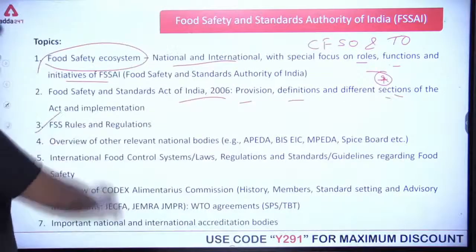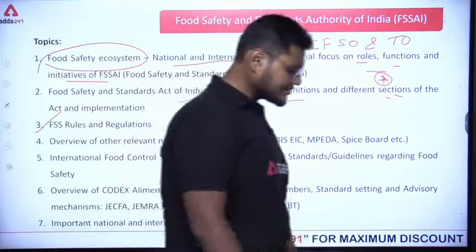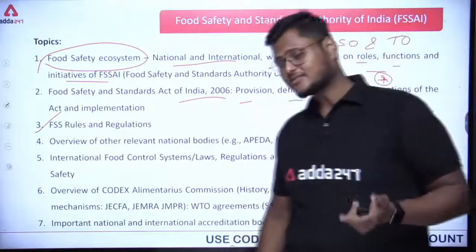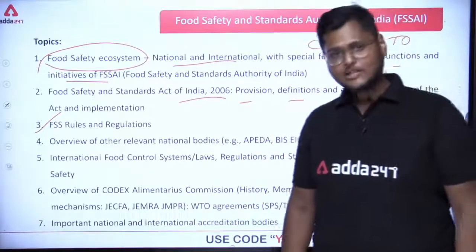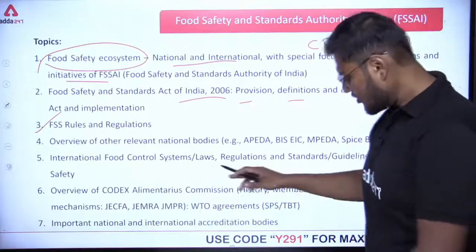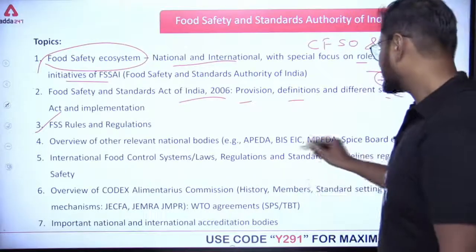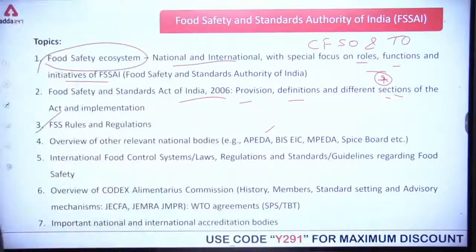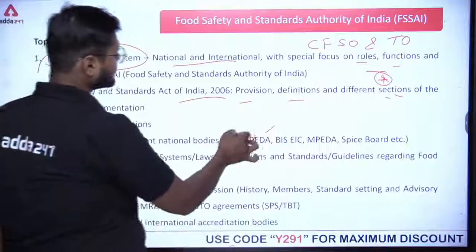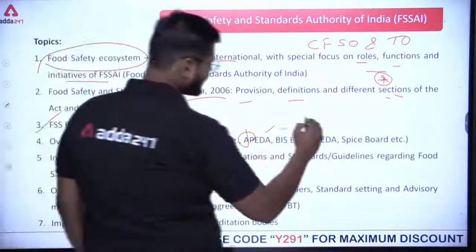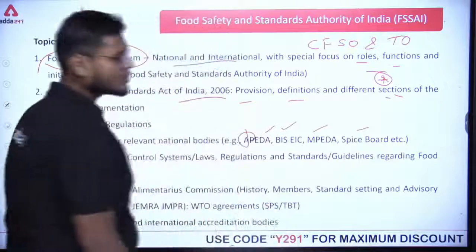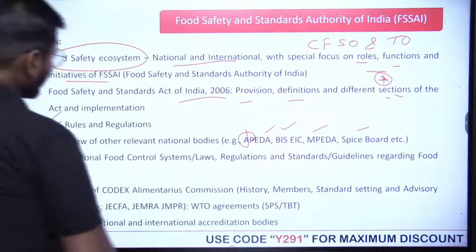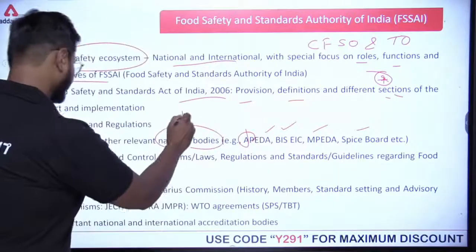Third one is FSS Rules and Regulations, the different rules and regulations made by the FSSAI and included in the FSS Act 2006. Fourth, overview of other relevant national bodies, for example APEDA, the Agricultural and Processed Food Products Export Development Authority, so we are talking about agricultural processed products here. APEDA, BIS, EIC, MPEDA and Spices Board. MPEDA is about marine products development and export. So we are going to talk about different national bodies here.